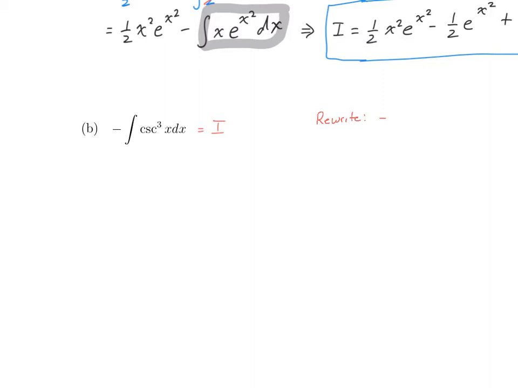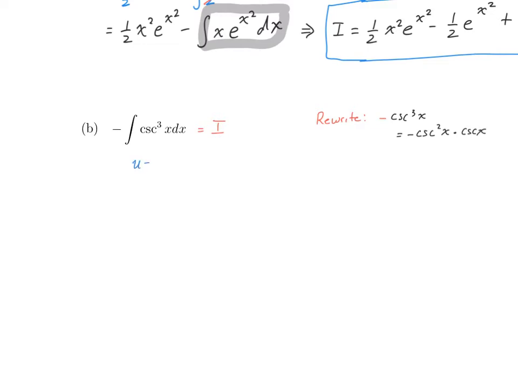minus cosecant cubed x as minus cosecant x squared times cosecant x. It doesn't matter which one goes first, you just have to keep track, so that will be times cosecant x. And then we're going to use integration by parts.